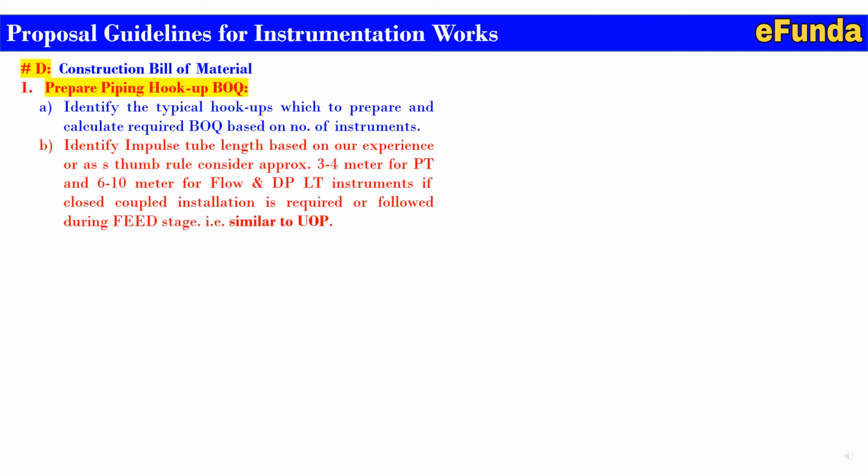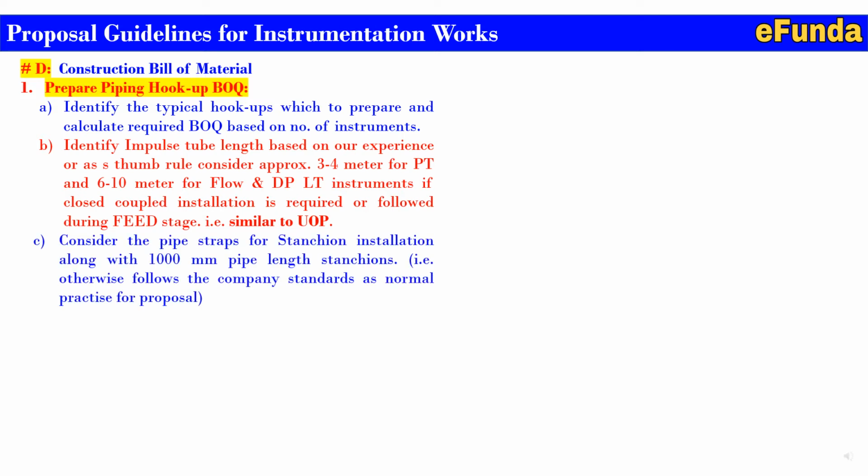That means on the line where the tapping is connected, on the same line that instrument will be mounted with the help of a stanchion, that is called close couple. C. Consider the pipe strap for stanchion installation along with 1000 mm pipe length stanchion, that is, the stand length is 1000 mm, otherwise follow the company standard as a normal practice for any specific proposal based on the company's guideline.